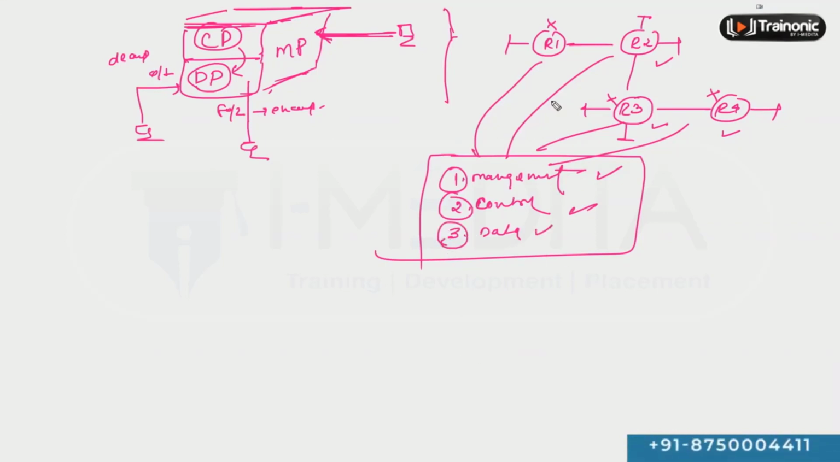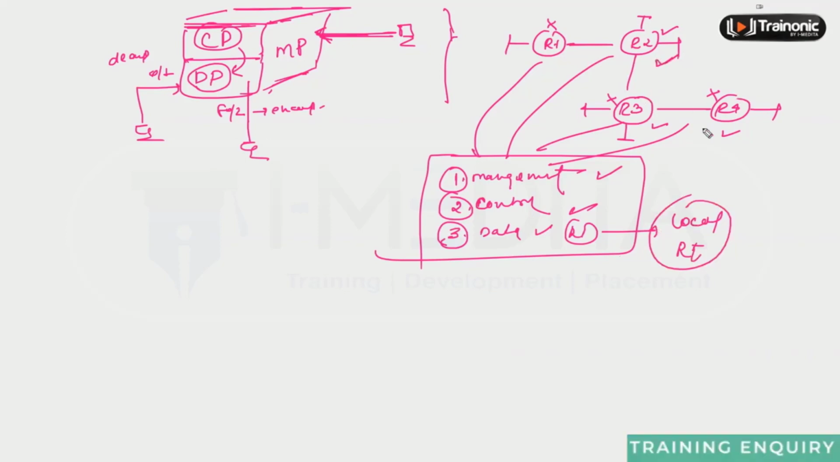Also, this device cannot forward the data by looking at the routing table of router number 2. Router 1 can look at its own local routing table, and it will do the data forwarding based on that. It cannot refer to the routing table of router 2, router 3, or router 4. Every device has its own set of control plane, management plane, and data plane. And that is exactly where the problem exists.